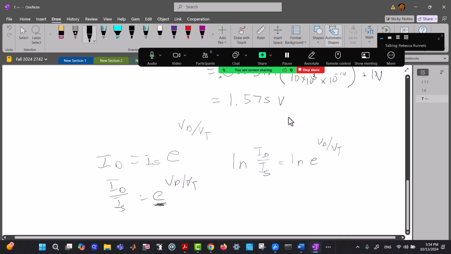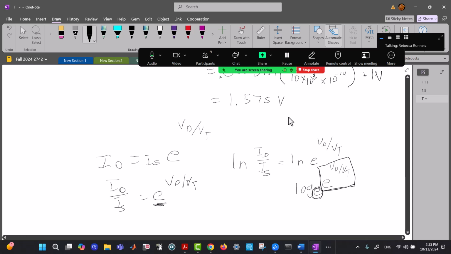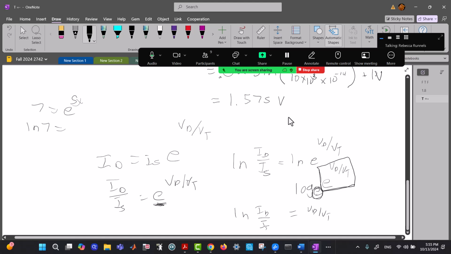And then you remember that the natural log is log base E. So this is the log base E of E to the VD over VT. And what log means is what power would you raise this base to get this? And so the power I would raise E to get this is just that exponent. Most people even forget that that's why they do it, and they just know that if you have E to the 5x equals 7, that when you take the natural log, that is the opposite operation of exponentiation. It just undoes the E. It just brings that exponent down.